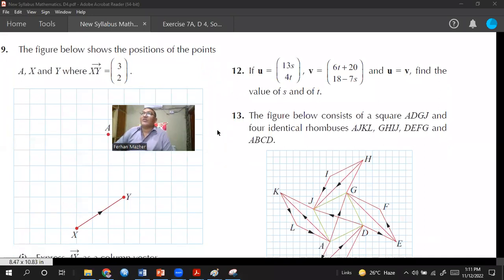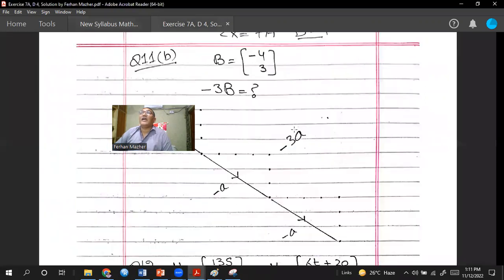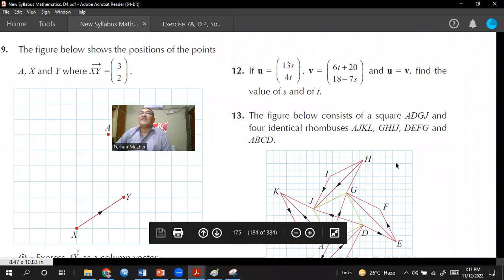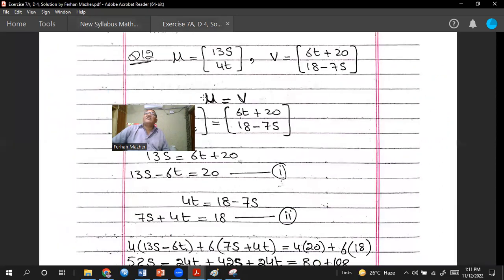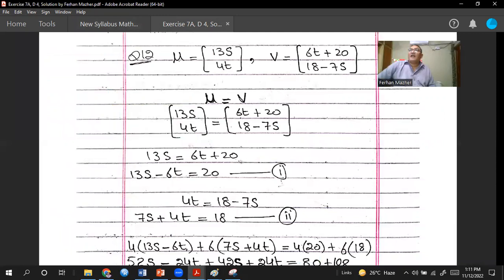Okay, so we are on question number 12 right now. In question number 12, the first question they're asking is, if U is equal to 13S over 4T, and V is equal to 60 plus 20 over 18 minus 7S. So their question is, if U is equal to V, find the value of S and of T. So you see this U vector is equal to the V vector. If these two vectors are equal to each other, their X values will be the same, and their Y values will be equal to each other. So from there, I will be able to find out the value of S and T.